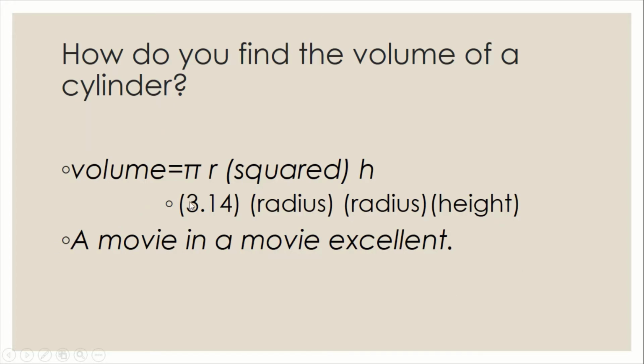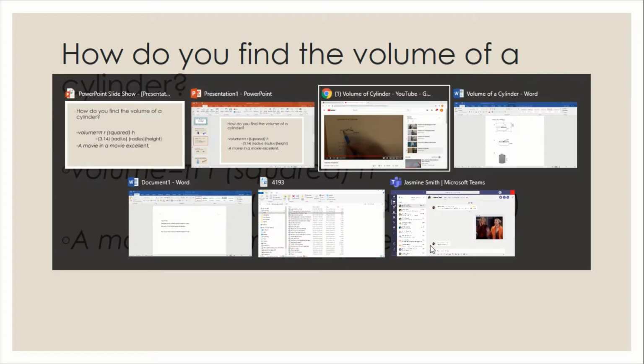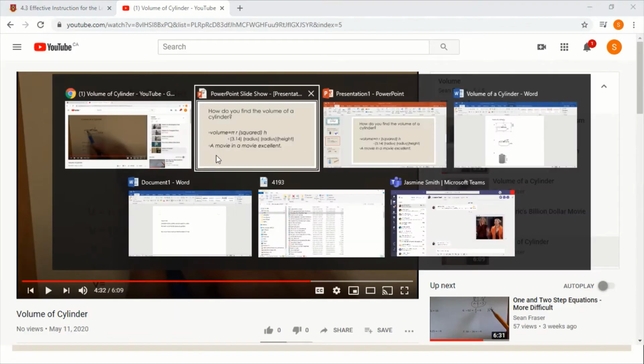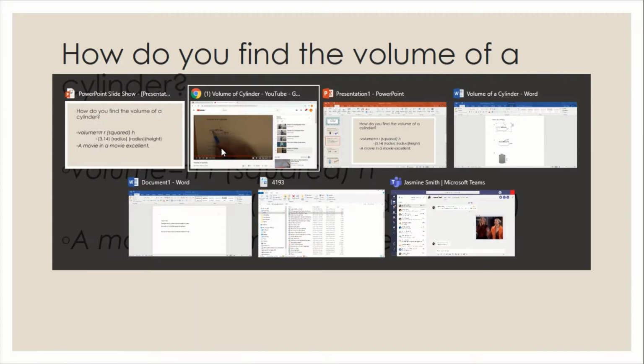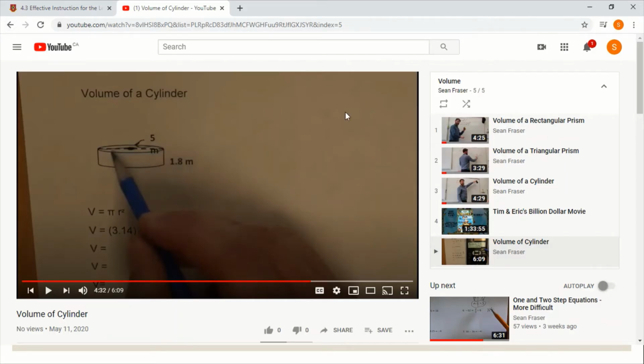I have a little movie that I'd prepared for this that we're going to watch. It goes over the instruction. So let's take a look at that before we go any further.